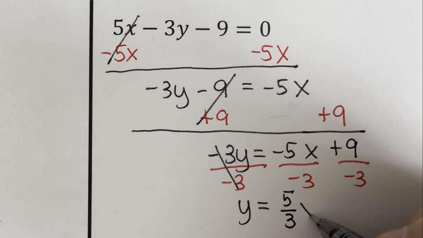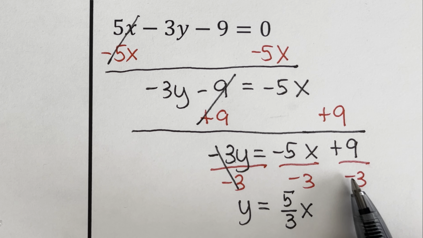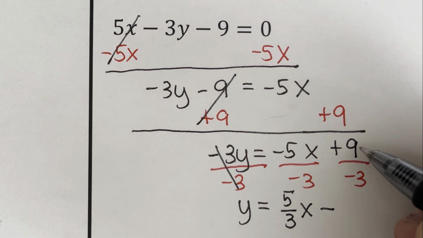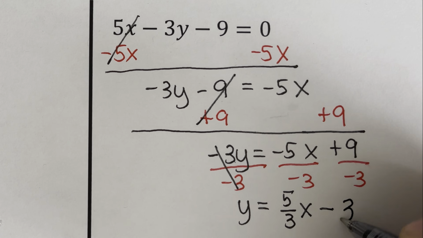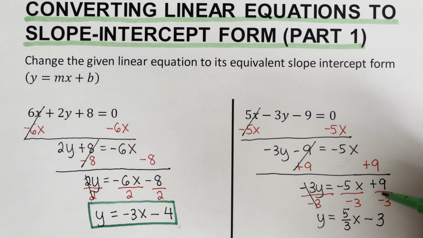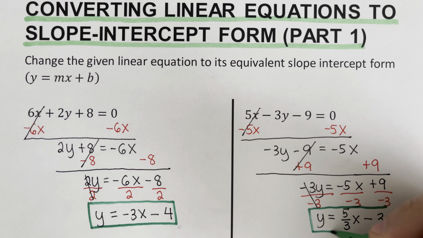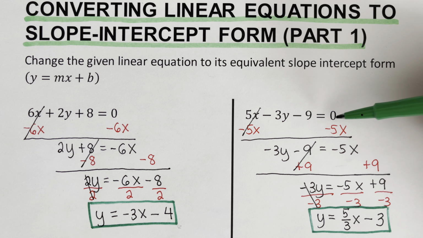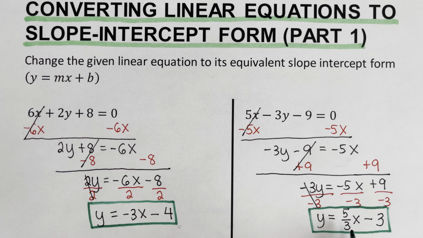And then we have an x next to it. We have a positive divided by a negative, which is a negative. 9 divided by 3 is 3. So the slope-intercept form of this given equation is y equals 5 over 3x minus 3.